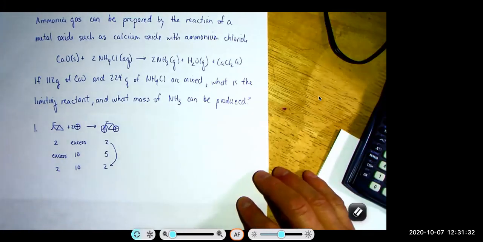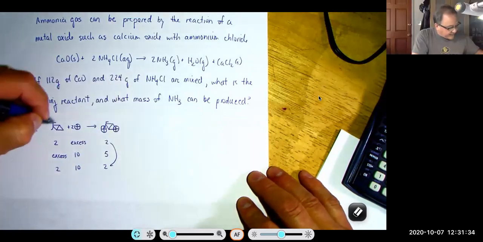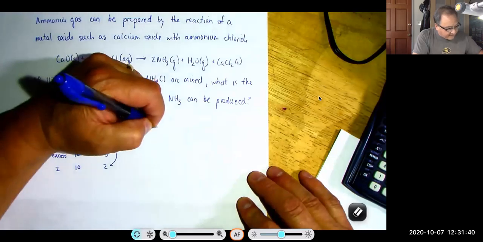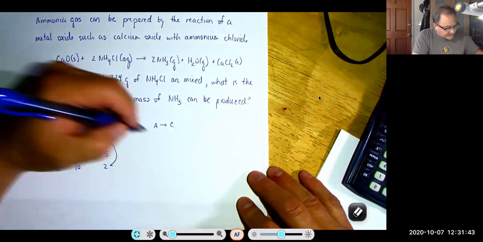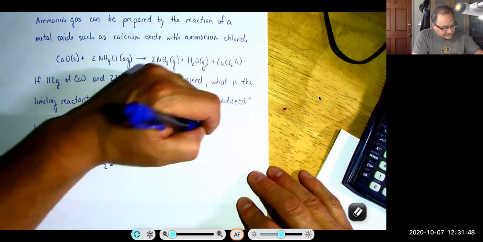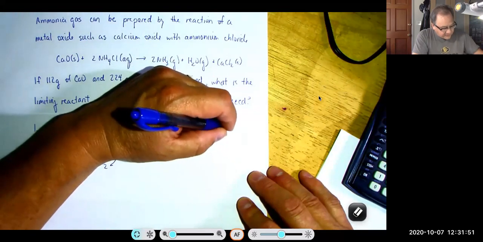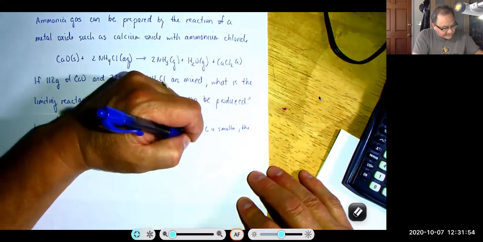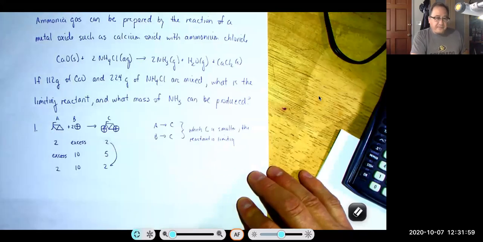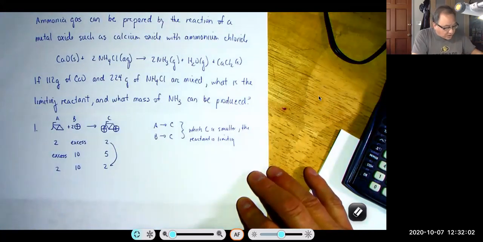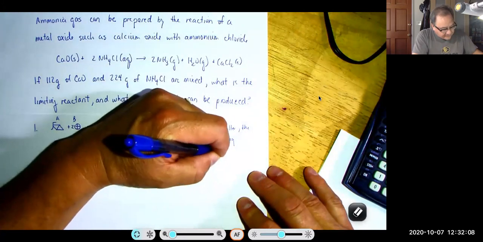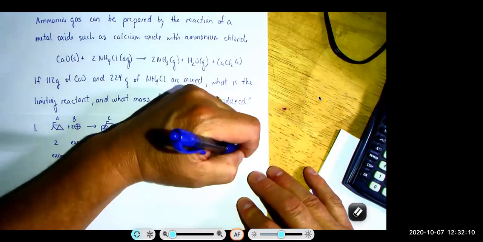So one way to do it is to take, let's call this A, let's call this B, and let's call this C. Take A and figure out how much C you can get. Take B, figure out how much C you can get. Whichever C is smaller, that reactant is limiting. And which C is larger, the reactant is in excess. That's right.